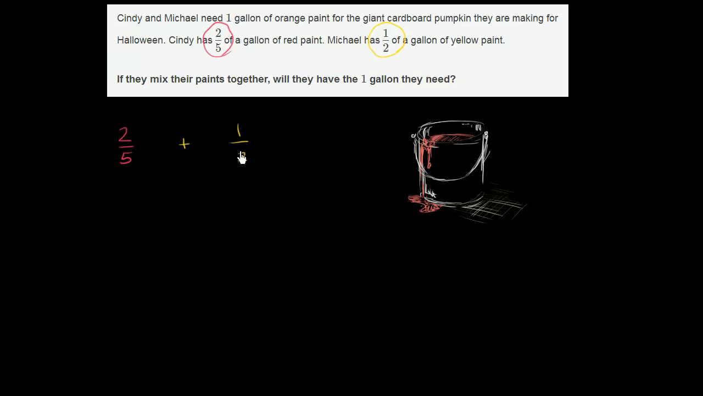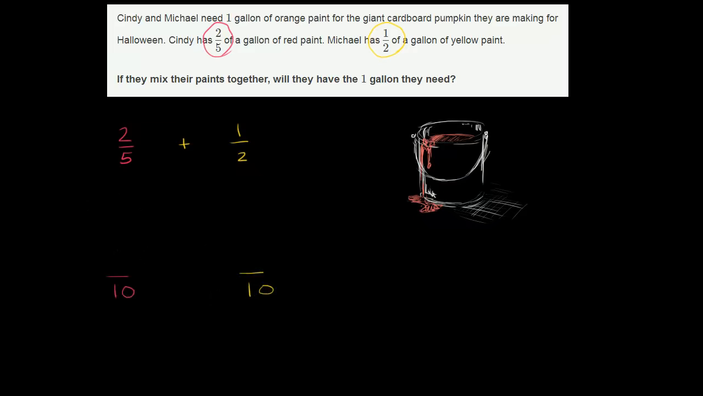In order to add these two things, we need to get to a common denominator. The best common denominator to use is the smallest multiple of both 5 and 2. Since 5 and 2 are both prime numbers, the smallest number is just their product. 10 is the smallest number divisible by both 5 and 2. So let's rewrite each of these fractions with 10 as a denominator. 2/5 is going to be something over 10, and 1/2 is going to be something over 10.